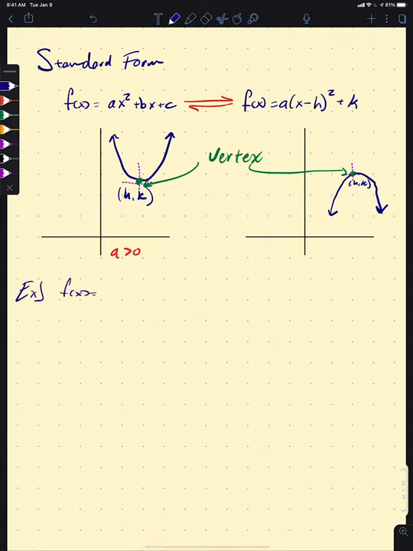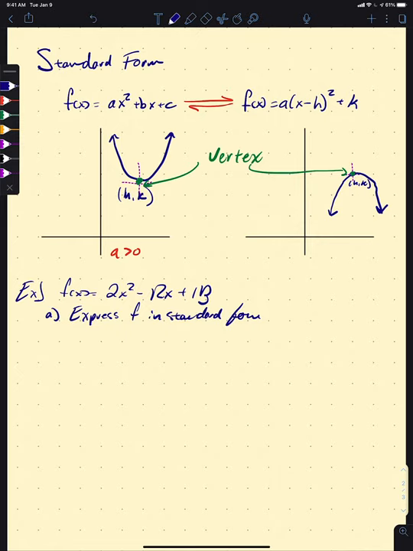So let's do an example of this. Let's take f of x is 2x squared minus 12x plus 13. Let's express it in standard form. Let's find the vertex and the x and y intercepts. And then we'll sketch the graph and give the domain and range.